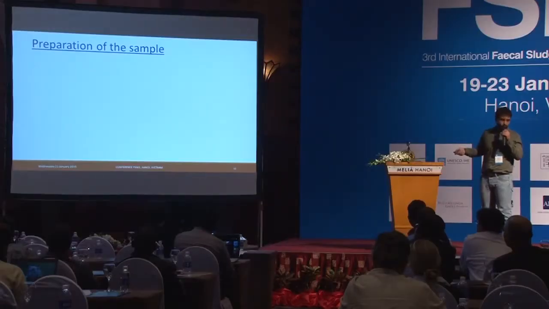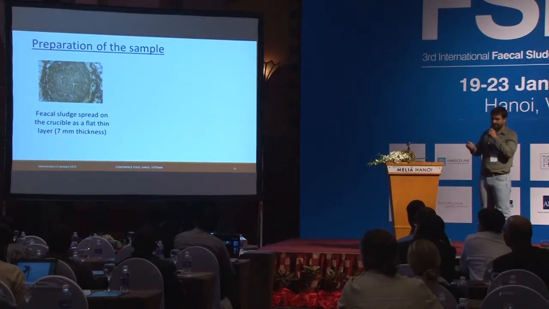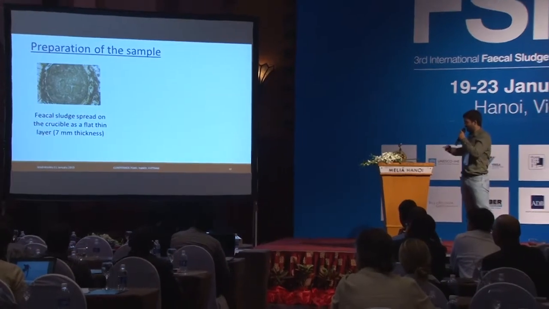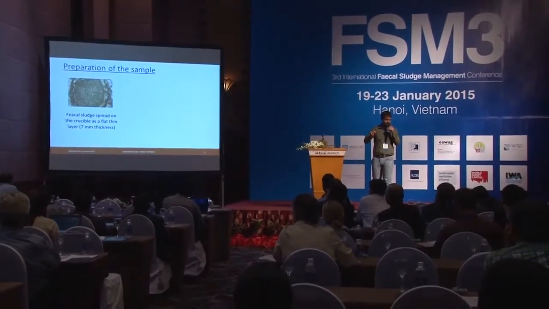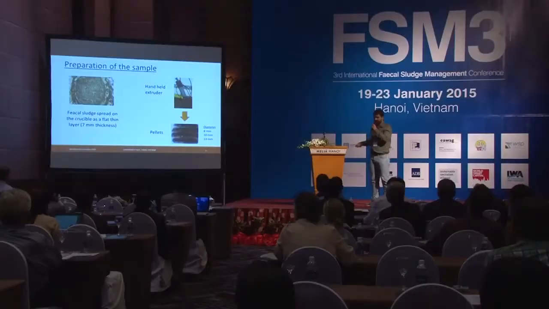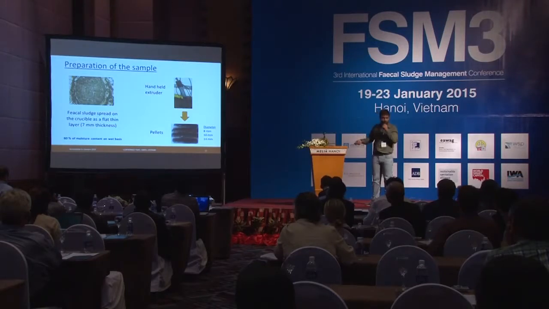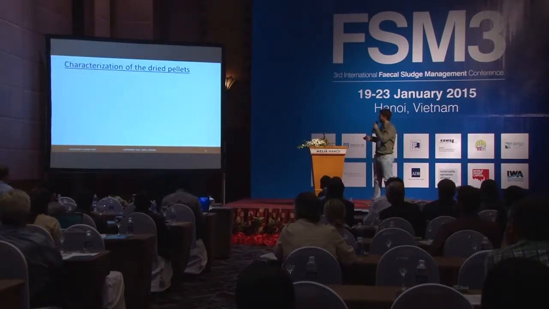The fecal sludge that we are using was collected during the emptying of VIP latrines in the peri-urban settlements within the Etuquini municipality. It was stored in a cold room, and before the experiments, it was spread like a flattened layer of 7 millimeters thickness. Or, using a handheld extruder, we produce some pellets of variable size, 8 millimeters, 10 millimeters, and 40 millimeters. Both fecal sludge in a thin layer and pellets have a moisture content of 80%.